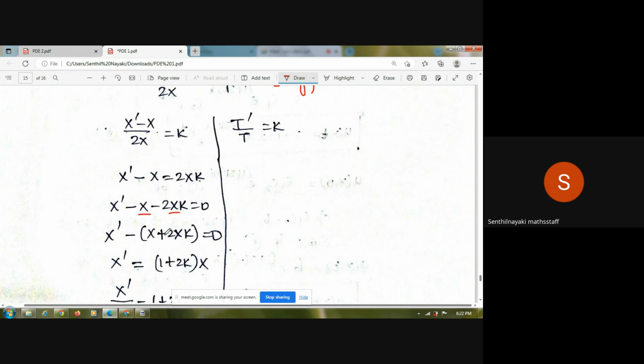In this equation we can take x as a common term in the second and third terms. So x dash minus x, if we take x as a common term, then the first term becomes 1 and the second term becomes 2k.